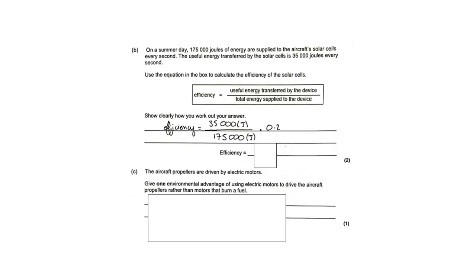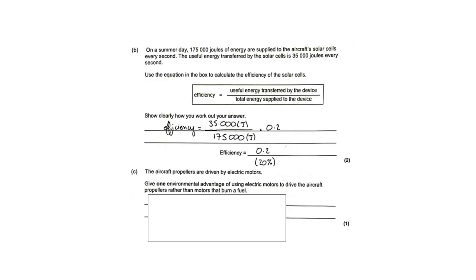Sometimes you may be asked to give an efficiency as a percentage. So you just have to multiply this value by 100, and it will give you 20% efficiency. The aircraft propellers are driven by electric motors. Give one environmental advantage of using electric motors to drive the aircraft propellers rather than motors that burn fuel.